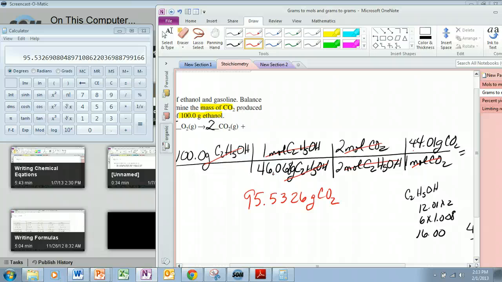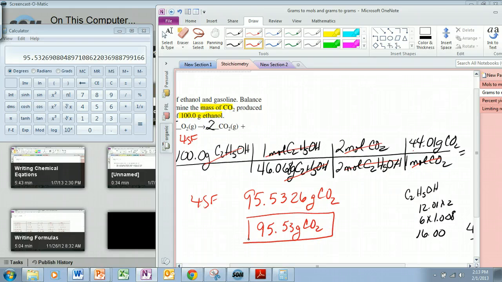And now I'm going to round it to the correct significant figures. And how do I do that? Well, I have 4 significant figures here. So I need 4 significant figures in my answer. And so my final answer will be 95.53 grams of CO2.